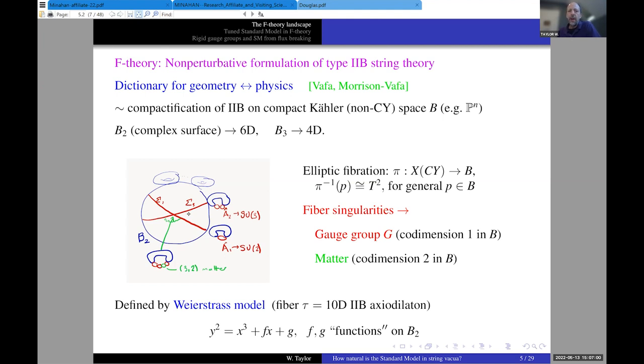representations. So F theory is basically a dictionary that allows us to take a Weierstrass model, an elliptic fibration, which is a very mathematical object, but which we can think of in type IIB as just an axiodilaton over some base space B, which we're compactifying on, which encodes singularities that give us a non-perturbative gauge group and matter content. So this powerful framework has allowed us to get a very good handle, as I said earlier, on these large classes of string vacua.